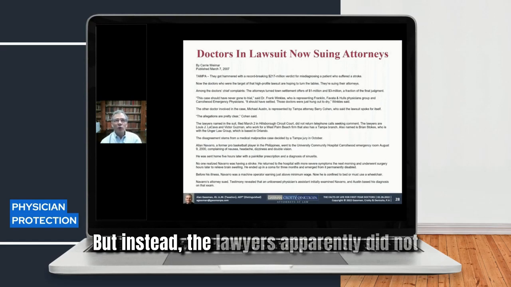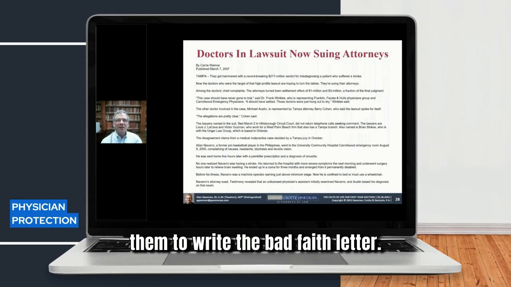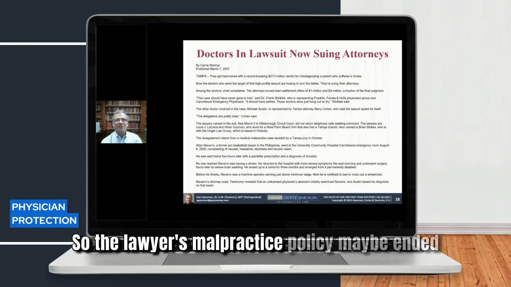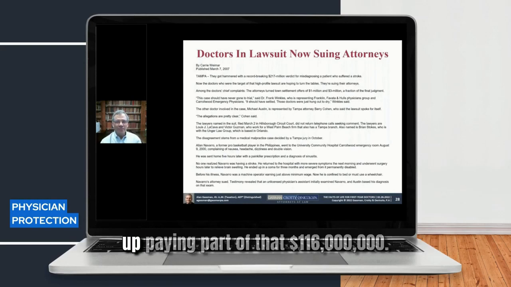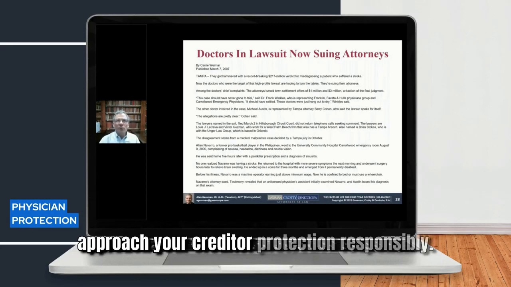But instead, the lawyers apparently did not warn the doctors about this or tell them to write the bad faith letter, so the lawyer's malpractice policy maybe ended up paying part of that $116 million. But we want you to approach your creditor protection responsibly.